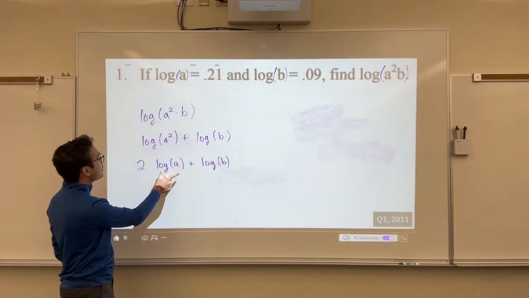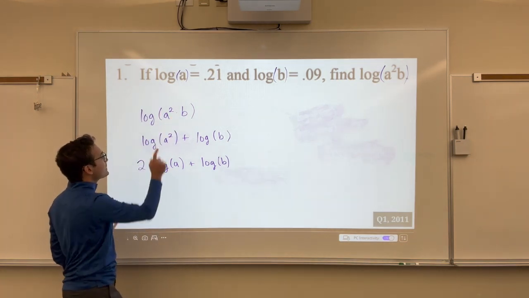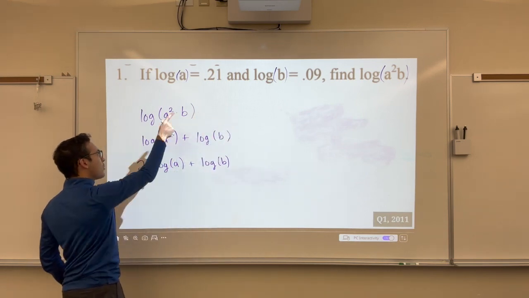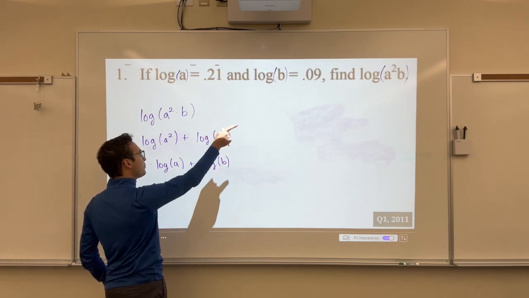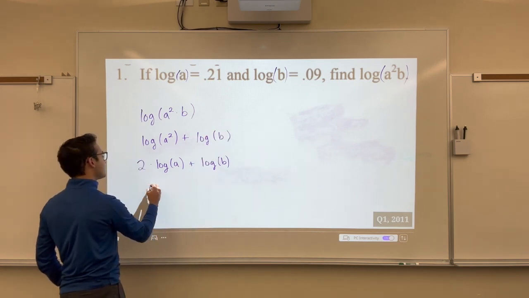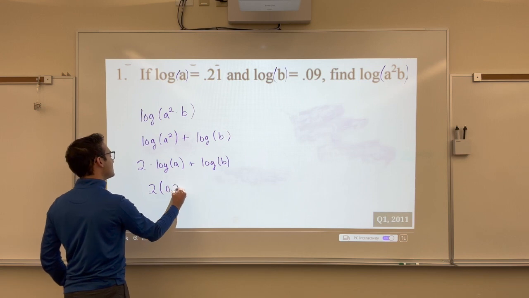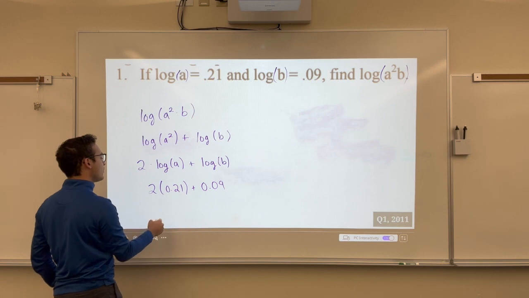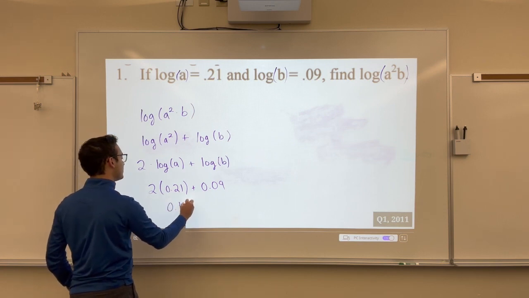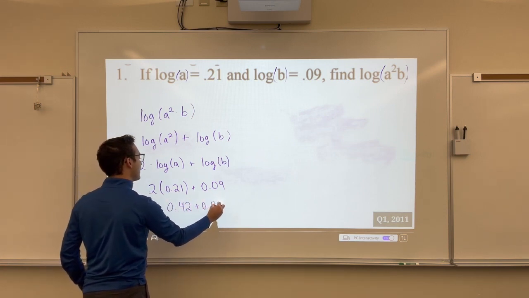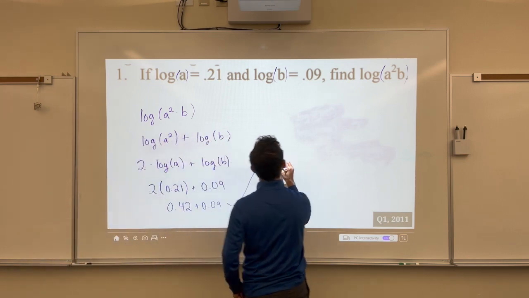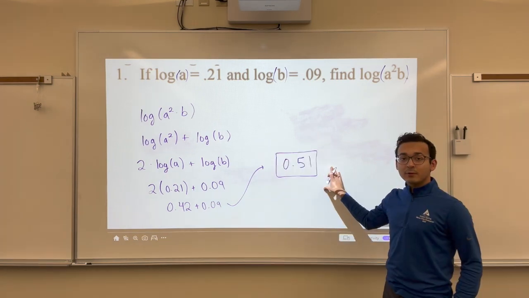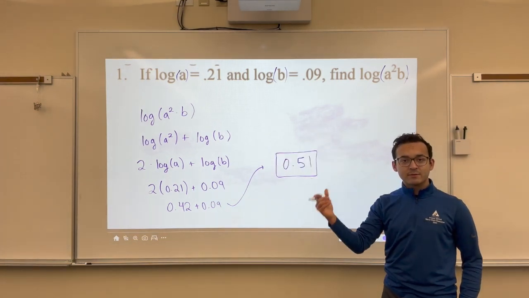Okay, now from that point, we know what the value of log of a is, and we know what the value of the log of b is. So we can just replace log of a with 0.21 and replace log of b with 0.09. So we would say that the answer is 2 times 0.21 plus 0.09. 2 times 0.21 is 0.42, and then we're adding 0.09. So our final answer to this problem is 0.51.